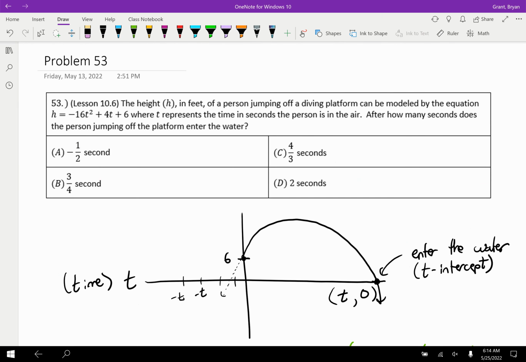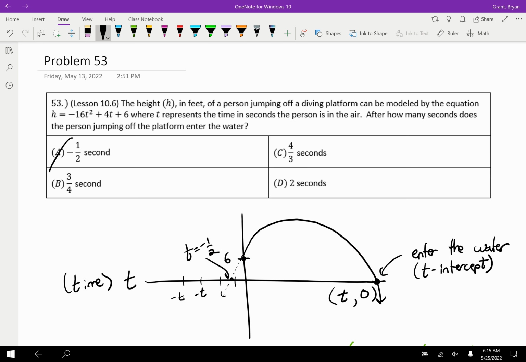They want to know after how many seconds does the person jumping off the platform enter the water. Negative 1/2 would be like where they were before they got on the diving board. That's moving back in time. That's this spot right here. And so we don't want to move back in time. Instead, we want to figure out moving forwards in time.